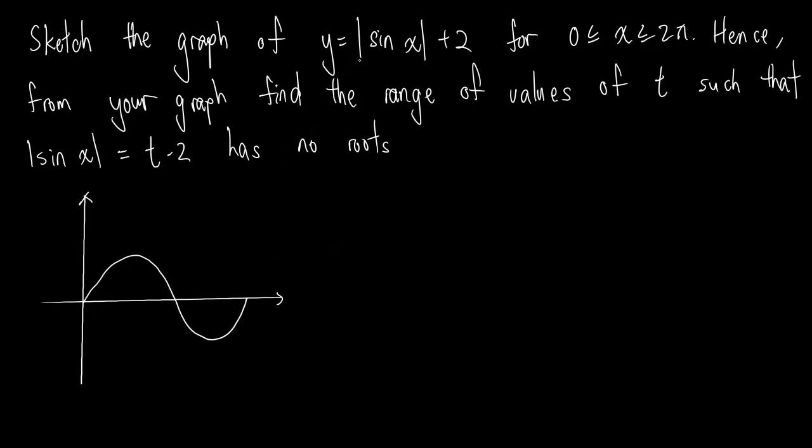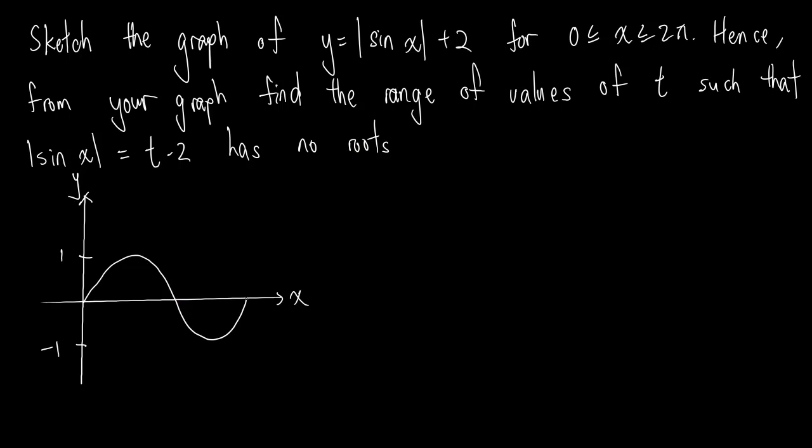Now we will take a look at the amplitude. The amplitude is 1, as you can see there's no number, which means by default it is 1. So you have the highest point of 1 and the lowest point of -1. Let me fill the axis. And then you have the modulus. Modulus means you have to flip all the negative to become positive.